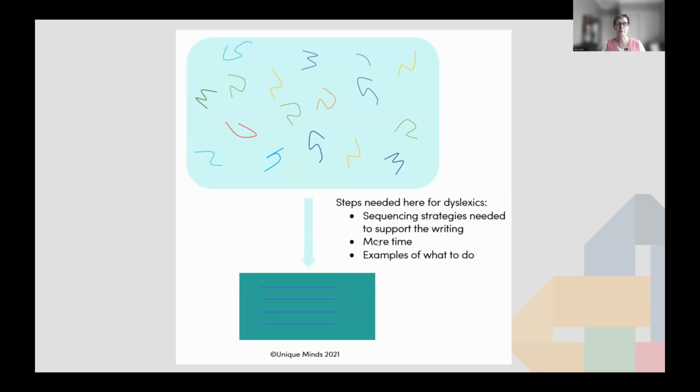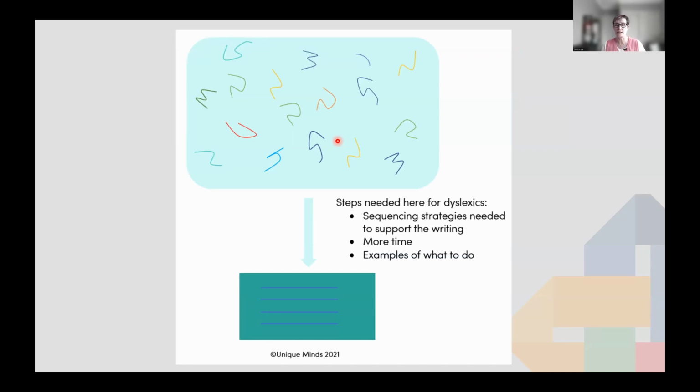So this is just a picture here, and the picture at the top is showing all the thoughts and the ideas that dyslexics have going on in their head, the whole picture. So for example, if they had to write about what they did in the weekend, they would remember everything that happened, how they felt, how others felt, what they remember seeing. And it's all there in one whole picture or movie.